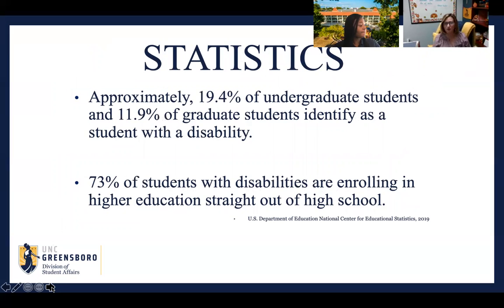Statistic. Approximately 19.4% of undergraduate students and 11.9% of graduate students identify as a student with a disability. We know that's probably a low number because many students do not identify as a student with a disability in college. They'd rather try it without receiving accommodations. 73% of students with disabilities are enrolling in higher education straight out of high school, either at a community college, a technical college, or a four-year university.